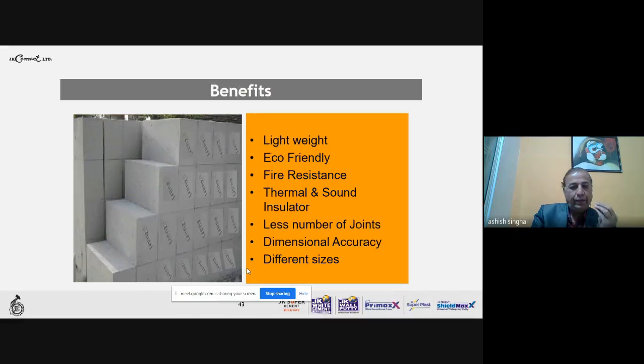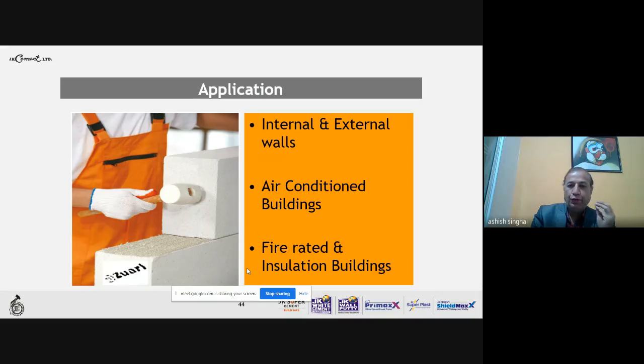That is how it looks. Light in weight, large in volumes. Since it is larger in volumes, the quantity of mortar along those blocks will be on a lower side. Eco-friendly, green product, very high fire resistance, very high thermal insulation, fewer joints, dimensionally accurate, unlike our typical red bricks, and it is available in different sizes from the manufacturers. Can be put into use for external and internal walls, for air-conditioned buildings and fire-rated buildings.